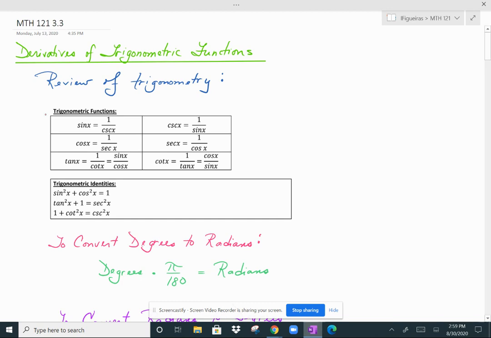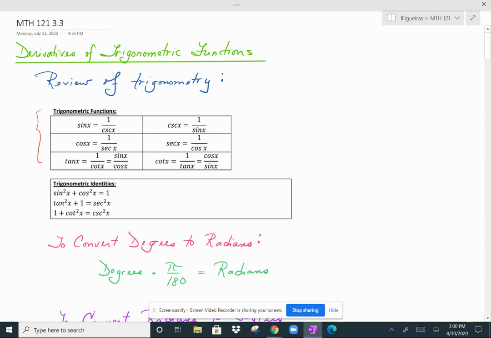And that is that all six of your trigonometric functions can be expressed in terms of one or more of the other trigonometric functions, like sine of x is equal to 1 over cosecant of x, and also cosecant of x is equal to 1 over sine of x. So basically, sine and cosecant are reciprocals of each other. Same relationship between cosine and secant. Cosine of x is equal to 1 over secant, and secant of x is equal to 1 over cosine of x.